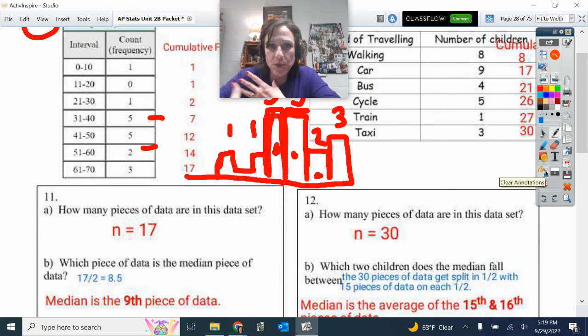Okay, so that's what I changed in 2022 with regards to these histograms, frequency charts, and finding the five number summary from those pieces of data.